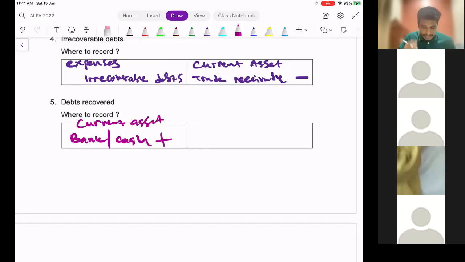And then again, in the income, we will plus our debts recovered. We record debts recovered as our income. Whenever the guy who ran away comes back and pays, we will record it as our income, debts recovered. Can or not? Any problem?